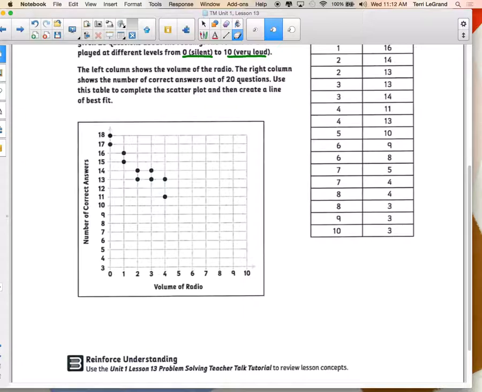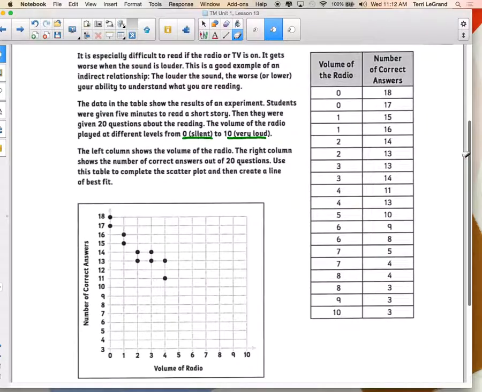You know what? Guess what? They gave it away up here. Where did I see it at? I saw it. I know I did. It's especially hard to read. This is an indirect relationship right here. Will you circle that? This is an example of an indirect relationship. So that means our line of best fit should be going down from left to right on this graph.